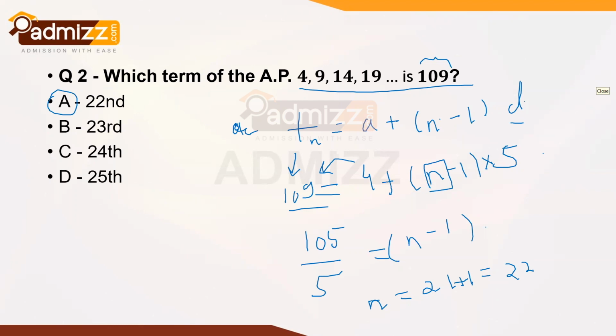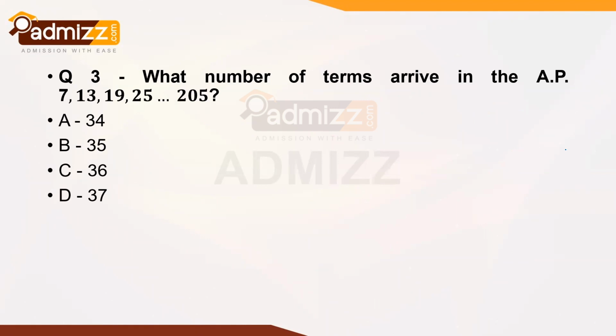Did everyone get this? All right, cool. So with this problem done, let's move on to question number 3. Another fairly simple problem. Basically, the question is asking how many terms are there in this particular arithmetic sequence or progression, right?